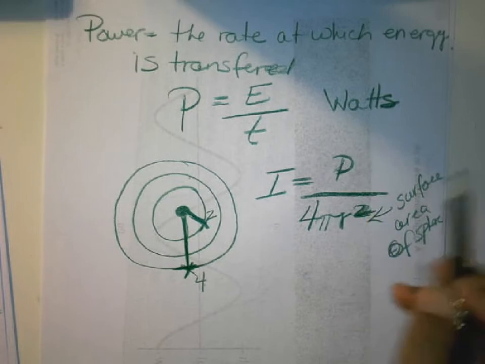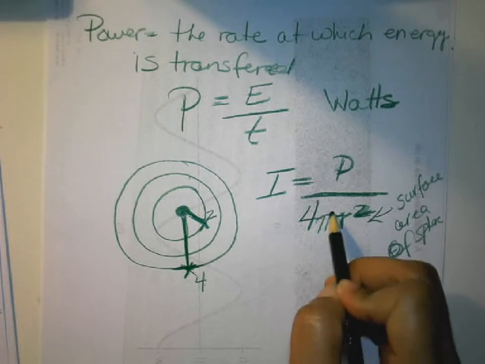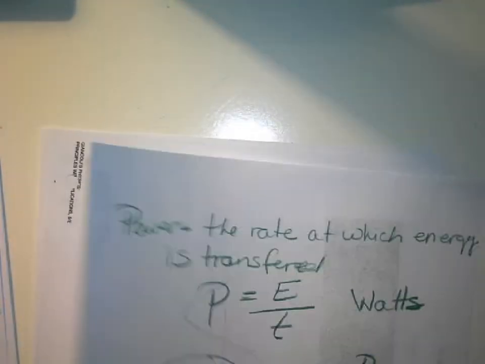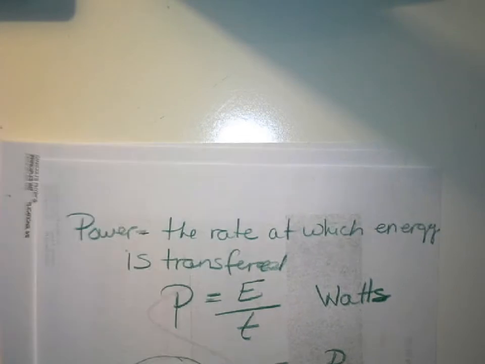And so that's that whole inverse square rule. We'll see that a little bit more further on when we get into electricity and some other things. So let's take a look at what an equation looks like. I have a sample problem here.